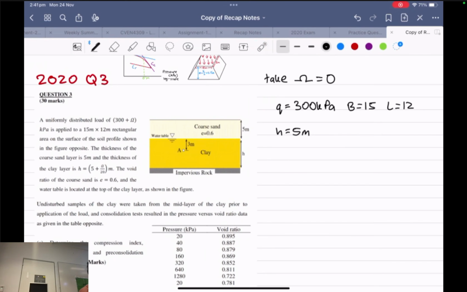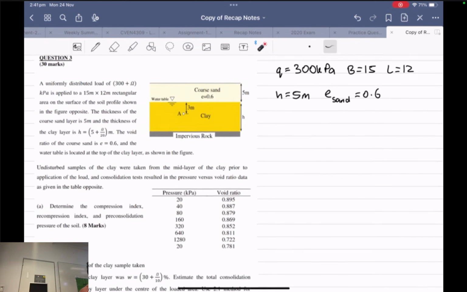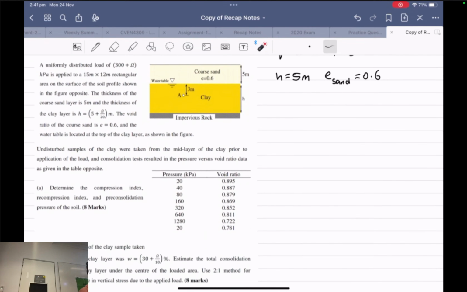The void ratio of the coarse sand is e equals 0.6, so e of the sand is equal to 0.6. And the water table is located at the top of the clay layer. So that's this over here. Undisturbed samples of the clay were taken from the mid layer, and you get essentially this set of data, right? And they're asking us for part A to find the compression index, recompression index, and pre-consolidation pressure. So compression index, that was CC. Recompression, that was CR, and pre-consolidation, that was sigma dash PC.